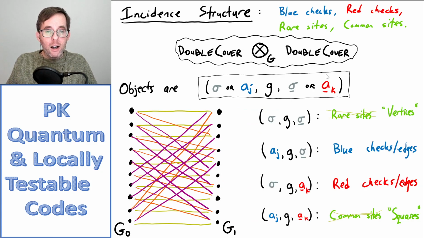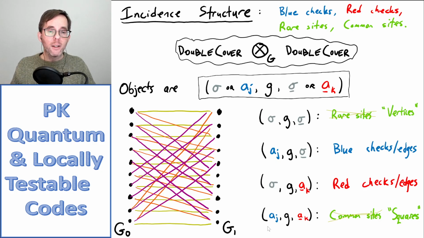So let's give names to them. The kind where you have a bit on both sides, that look like sigma G and sigma underline, these are going to be our rare sites, but we're going to rename these rare sites, for reasons you'll see soon, to vertices.